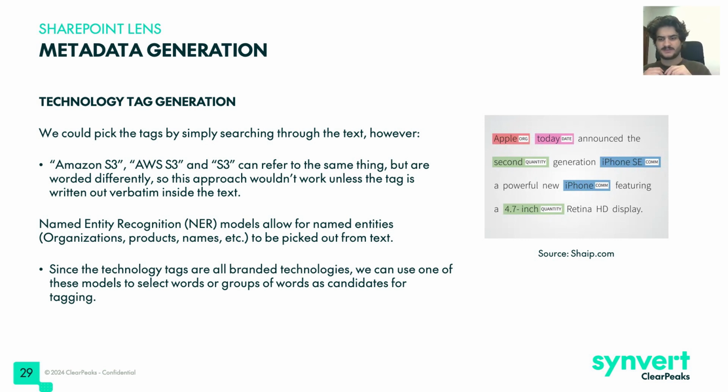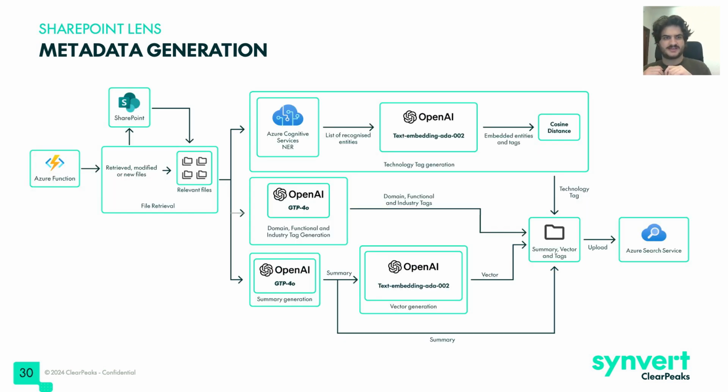Okay, so with this in mind, this is the final diagram that represents the metadata generation. So we start off with the Azure function listing of the new or modified documents. This then passed on to the named entity recognition model, which generates the technology tags. Then with GPT-4o, on one hand, we generate the remaining tags, and on the other hand, we generate the summary. This is then stored alongside the embedding vector of the summary. All of this is then fed into the Azure AI Search service, and this is then used by the chatbot to serve results back to the user.